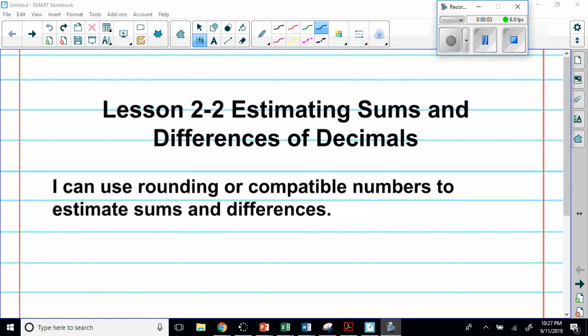Welcome to Lesson 2-2, Estimating Sums and Differences of Decimals. I can use rounding or compatible numbers to estimate sums and differences. Please write down your lesson title and your I can statement in your math journal.